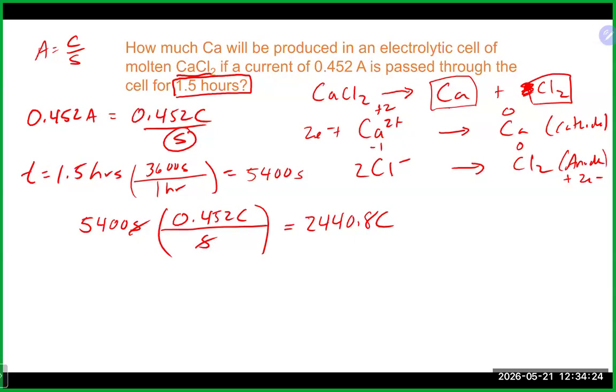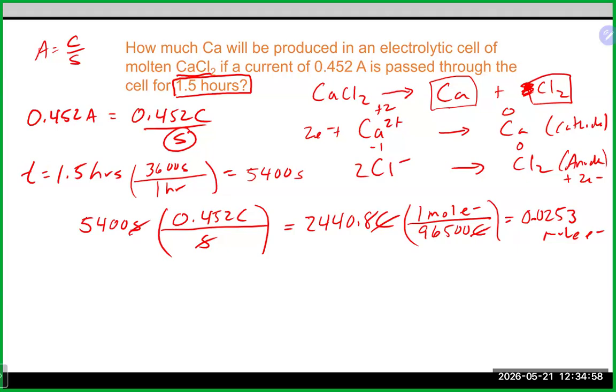Once again, we want to get this into moles of electrons, so we are going to use Faraday's constant. It is a constant, just like we've used in all those other equations. That's 96,500 coulombs per mole of electrons. That turns our electrical charge into moles of electrons, and dividing by 96,500 gets us 0.0253 moles of electrons. Any questions on the calculations so far?